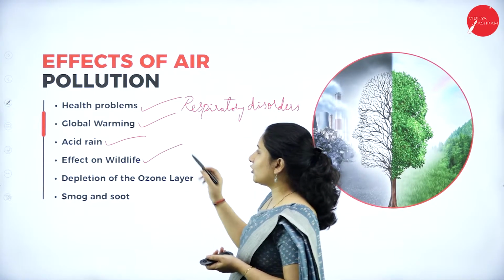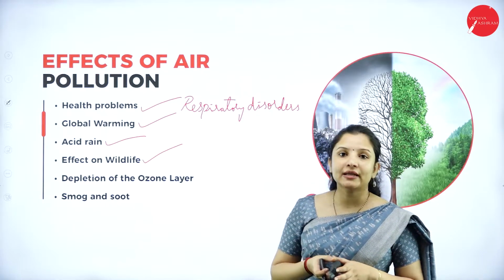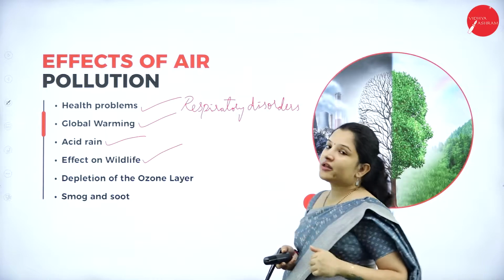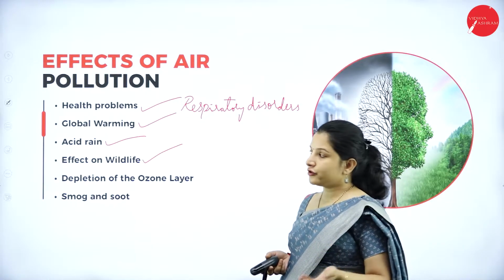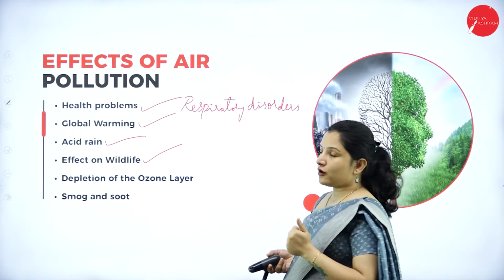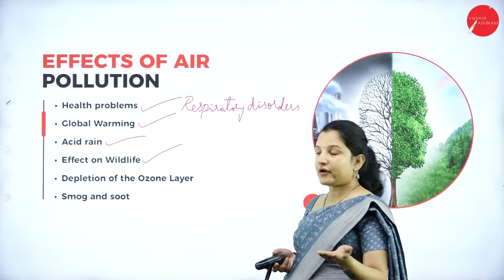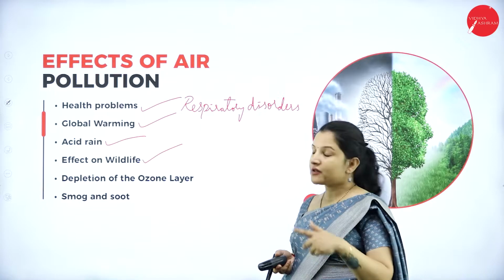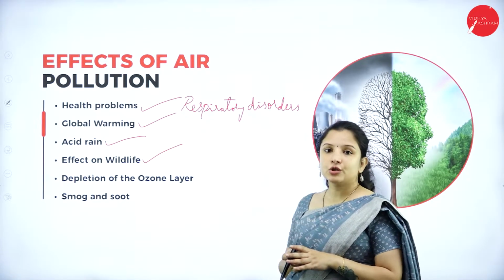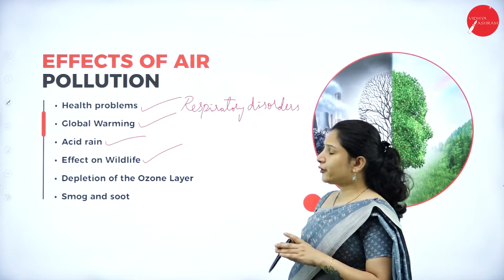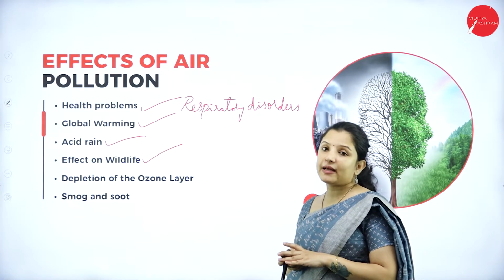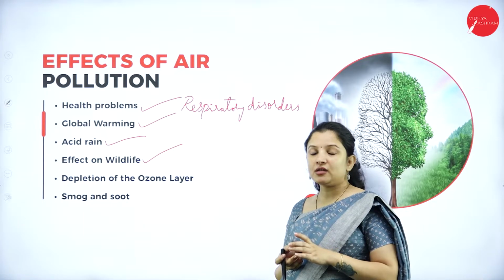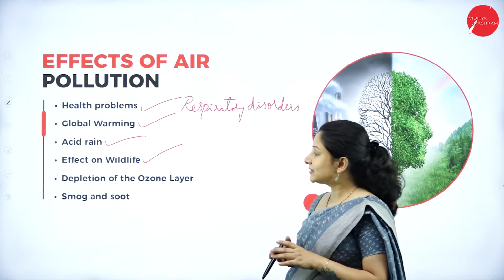Next is effect on wildlife. Air pollution can affect the wildlife. How? Because obviously each one here is again interconnected. I told you air pollution can cause global warming, so that global warming will affect the wildlife. Air pollution can cause acid rain, that will affect the wildlife. And air pollution can also cause a lot of problems to the plants, and when the plant species decreases, obviously it will affect the life of the wild animals as well.